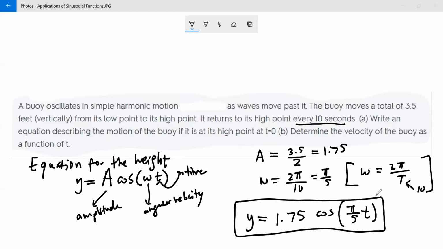Okay, so now if I want to find, let's say, the equation now, determine the velocity of the buoy as a function of t, and also write an equation to describe the motion at t equals 0. If you just plug t in as 0, then you can compute the y value here. That's basically it, because we were interested in finding this. But if you want to find the height at a specific time, then you can just plug it into this equation and find it.